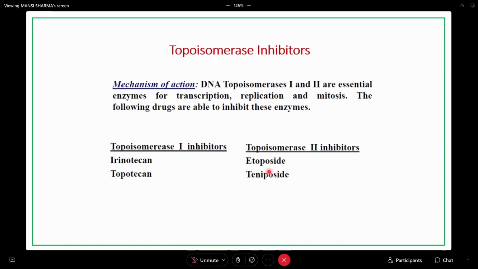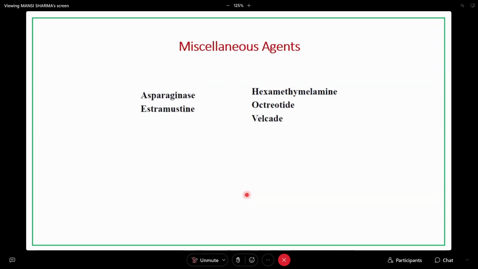Coming to topoisomerase inhibitors, so DNA topoisomerases 1 and 2 are enzymes which are very important for transcription, replication, and mitosis. So these particular drugs are divided into classes of topoisomerase 1 inhibitors, which are irinotecan and topotecan, and topoisomerase 2 inhibitors, which are etoposide and teniposide. We use etoposide as a component of oral metronomic chemotherapy quite often. Other miscellaneous agents notably are asparaginase that we use in leukemias, estramustine, and hexamethylmelamine.